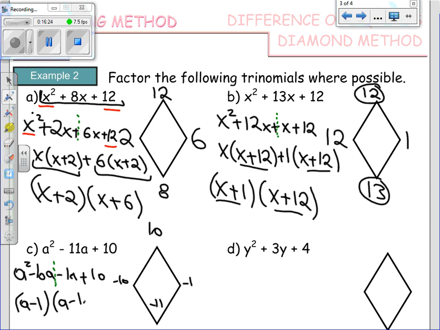Try D really quick on your own. You should be able to do these in about 2 minutes. I'm lost. Follow the steps. Where's my A and C? A times C goes on the top of the diamond. What goes on the bottom of the diamond? B, yeah. Figure out what multiplies to give you the top of the diamond and adds to the bottom of the diamond. Just work through as far as you can. Try your best. Try to problem solve. Try to look back at other examples.